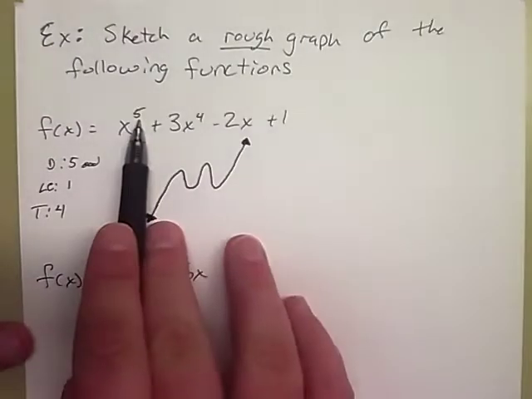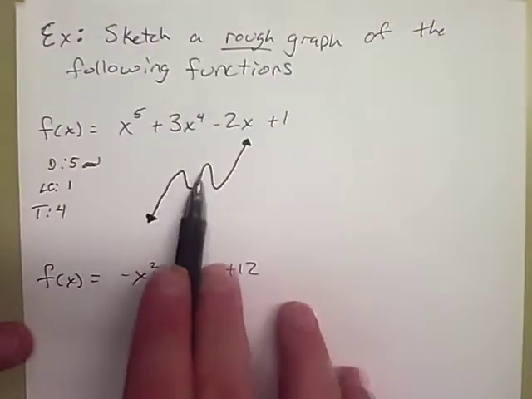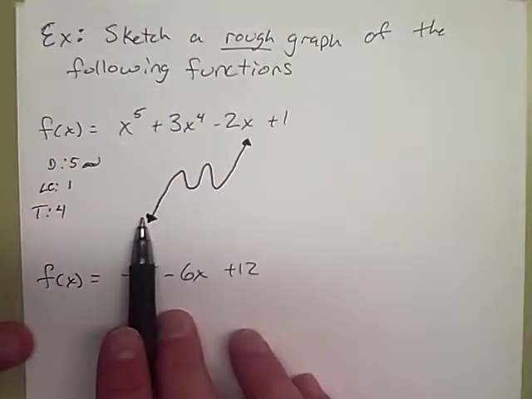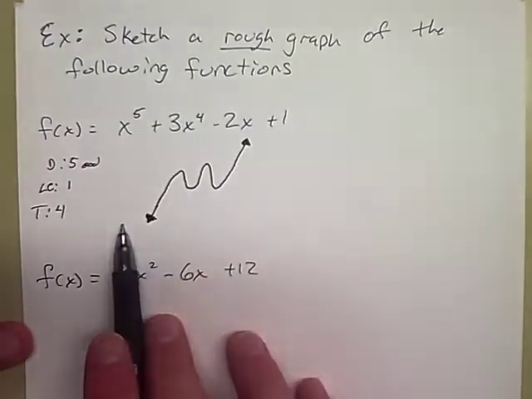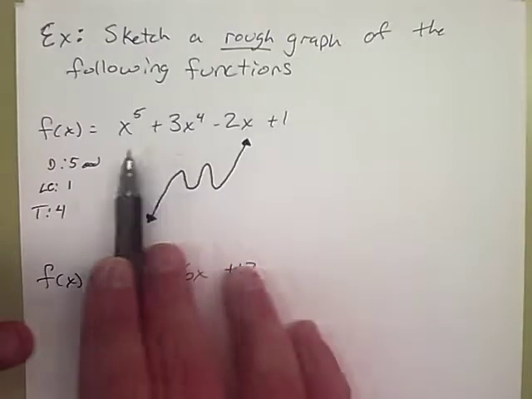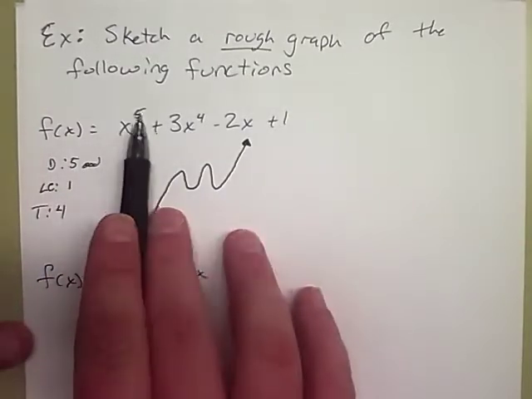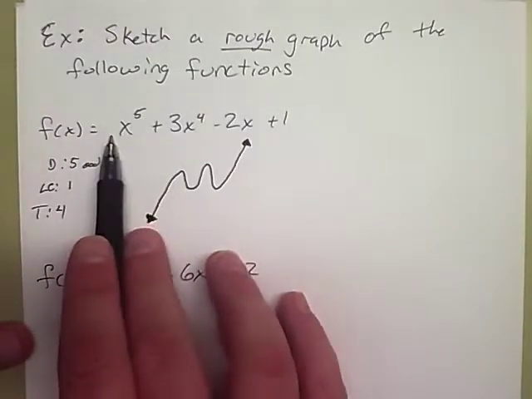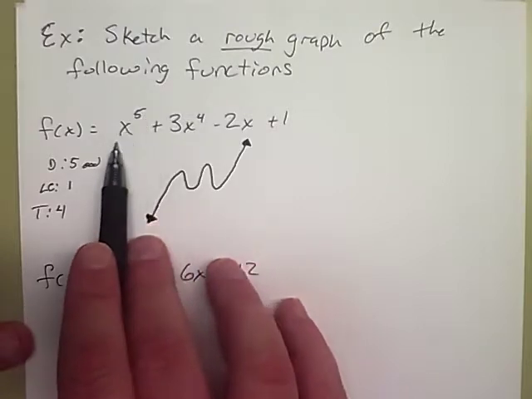Here I have a 5th degree polynomial. I have 1, 2, 3, 4 turns. The left arrow is going down. The right arrow is going up because that follows odd degree, positive coefficient.